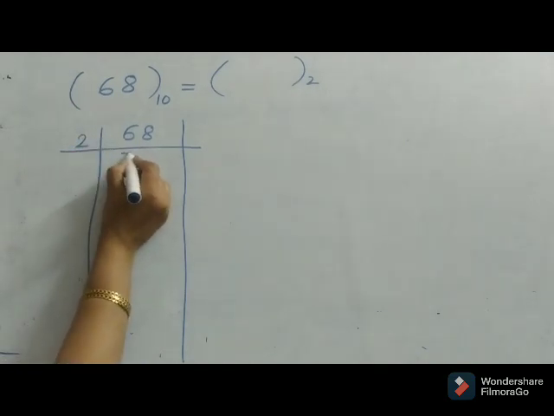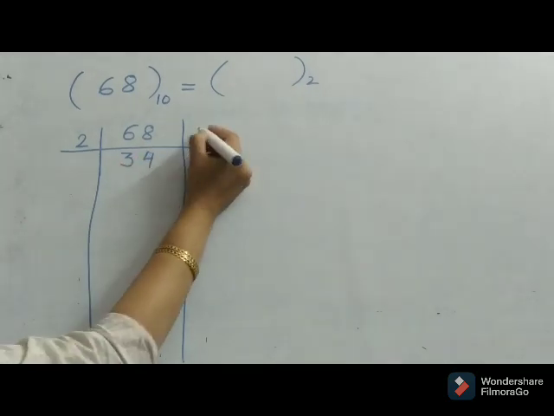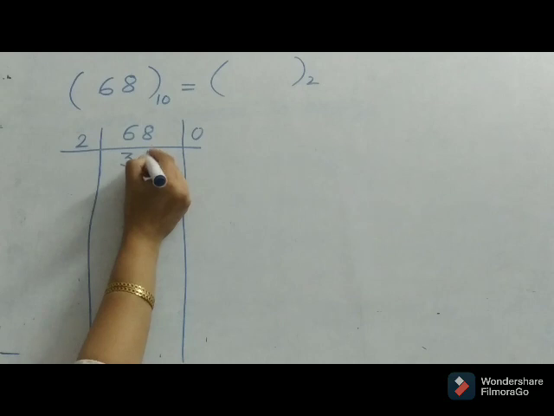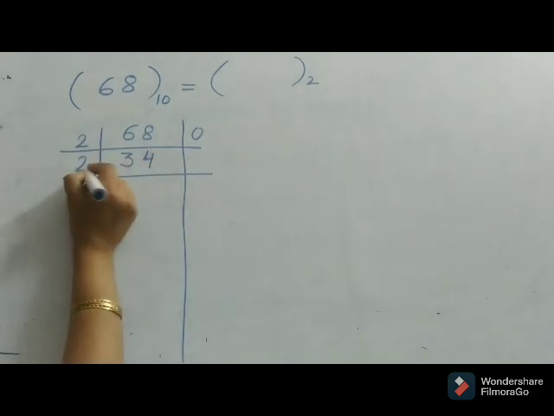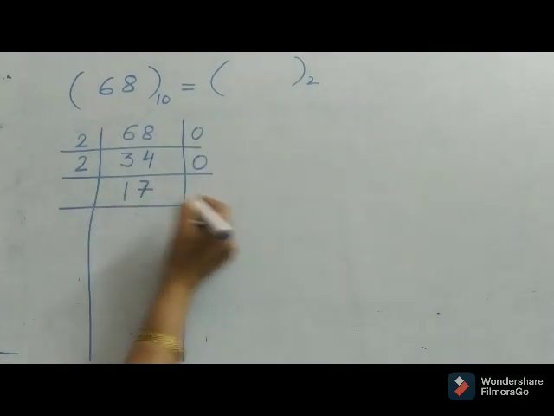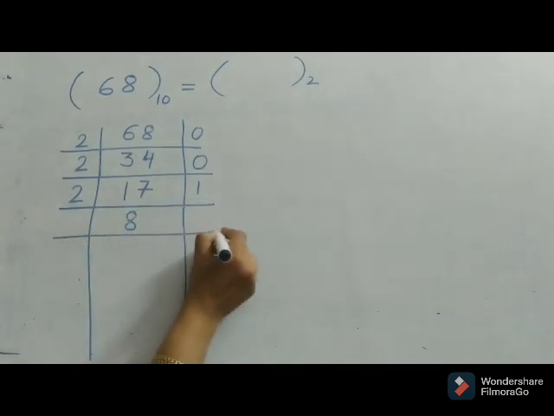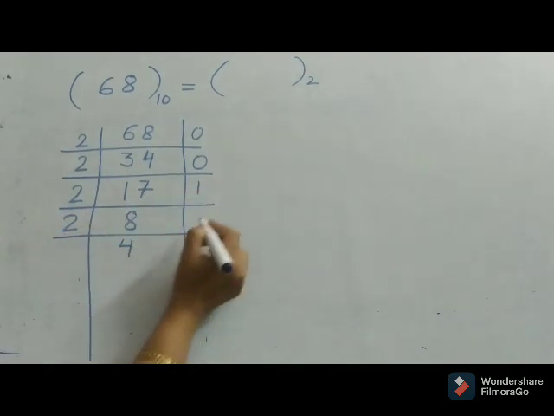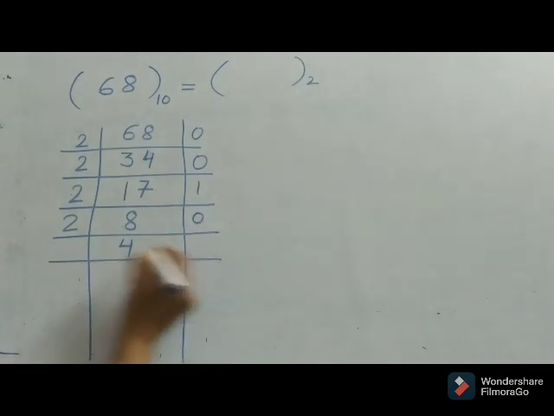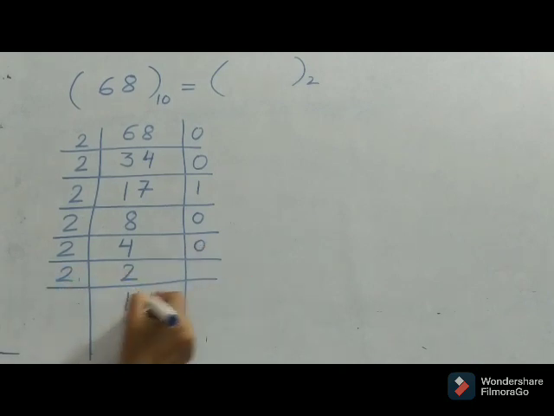Now let's divide 68 by 2. So 2 3s are 6, 2 4s are 8. So remainder 0. Then 2 1s are 2 and 2 7s are 14. Again remainder is 0. Then 2 8s are 16. Remainder 1. 2 4s are 8. Remainder 0. 2 2s are 4. Remainder 0. And then 2 1s are 2. Remainder again 0.